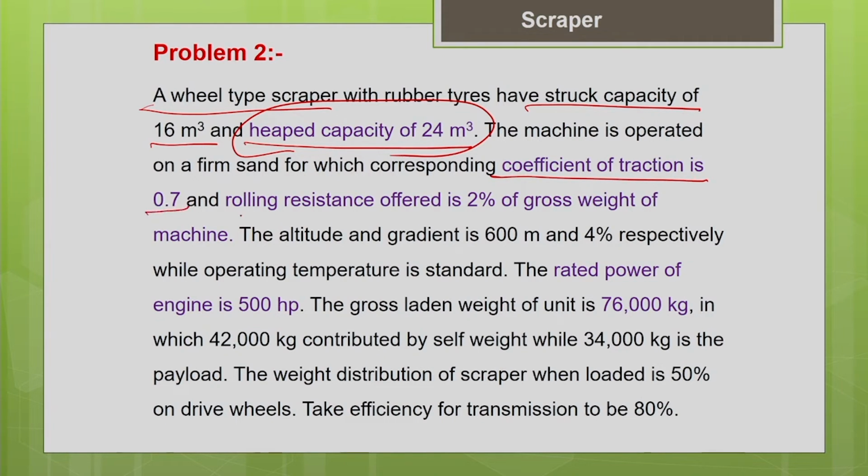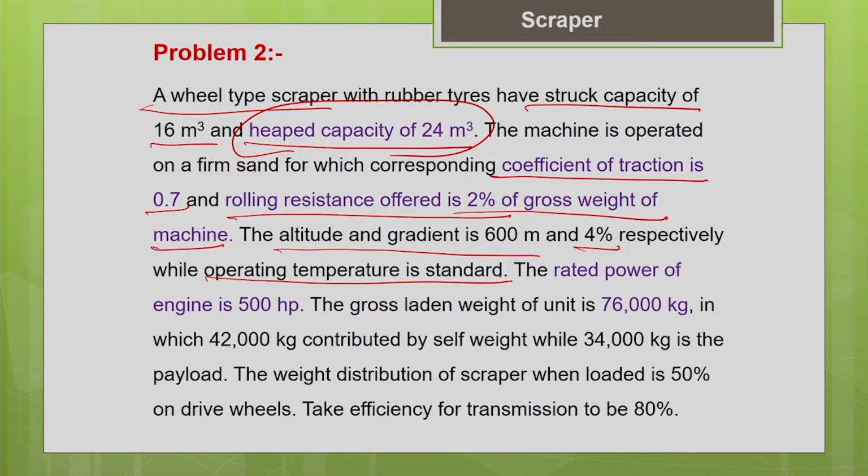And the rolling resistance offered is 2%. It is expressed as a percentage of gross weight of the machine. The gross weight is nothing but the self weight of the machine plus the weight of the load in the machine, the payload. The altitude is 600 meter and the gradient is 4%, and the operating temperature is standard temperature.